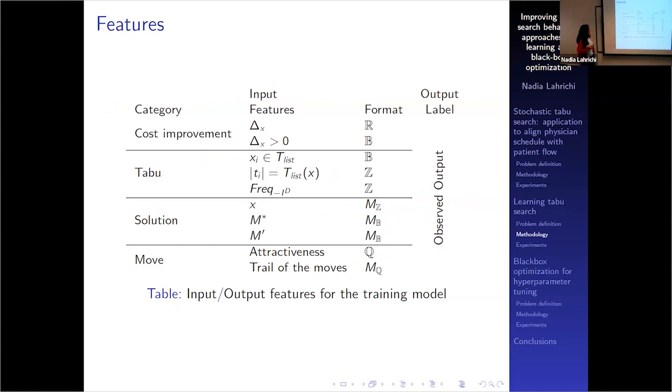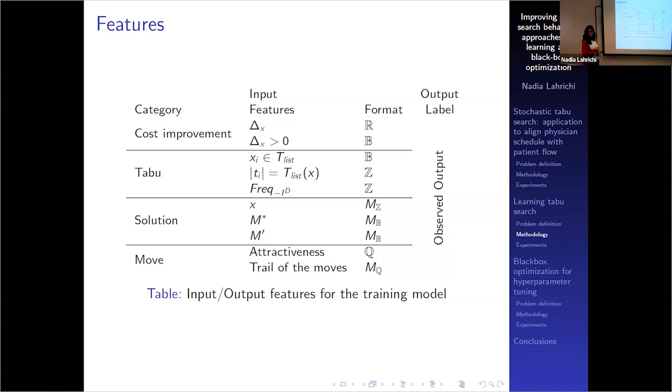So we categorize this into 4 categories. One that has to do with costs. And these are values. One is the value of delta x, so +3, -4, and so on. Am I improving, yes or no? So was this an improving move or was it not?